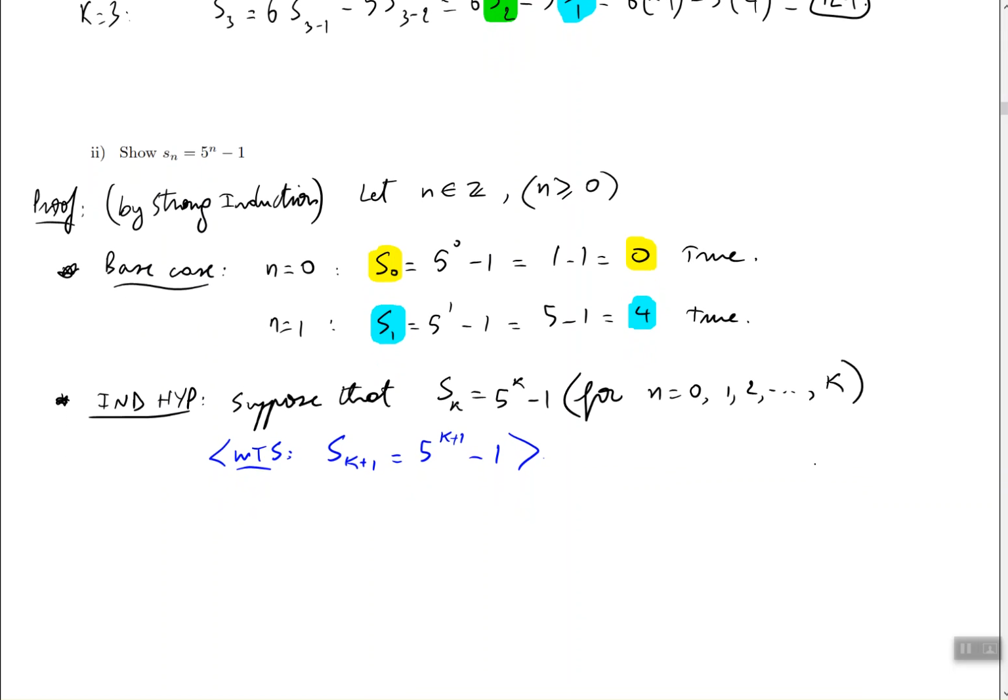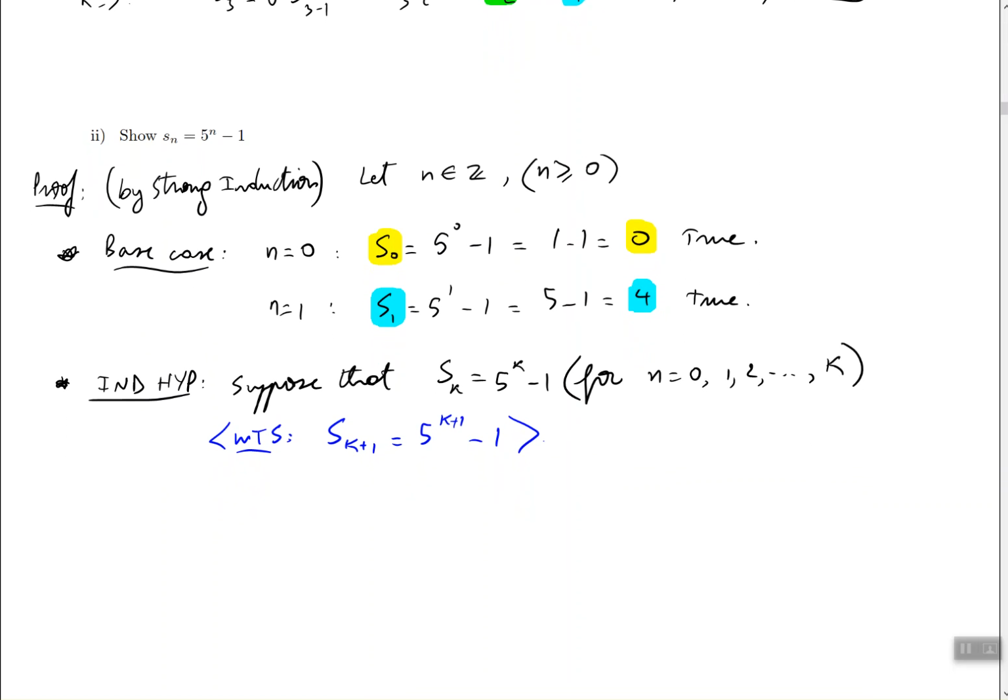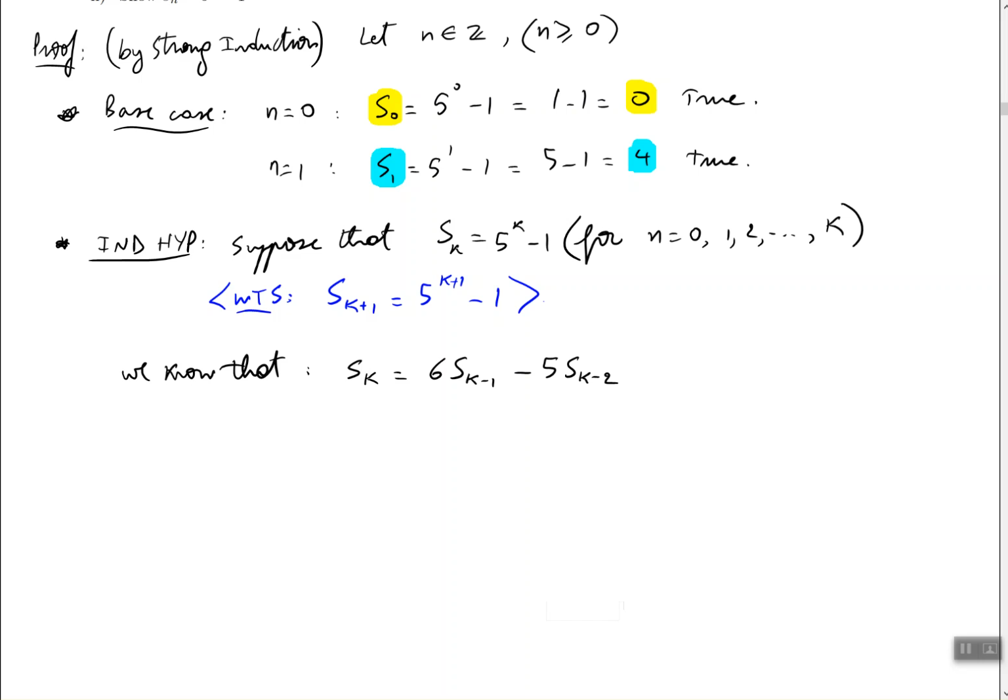So what am I doing in there? I'm supposing that the terms are all generated by the formula 5^k minus 1. And I would like to show that s_{k+1} can also be generated with the same formula. To do that, I'm going to rely on the recursive formula that I started with. So we know that s_k is 6s_{k-1} minus 5s_{k-2}.